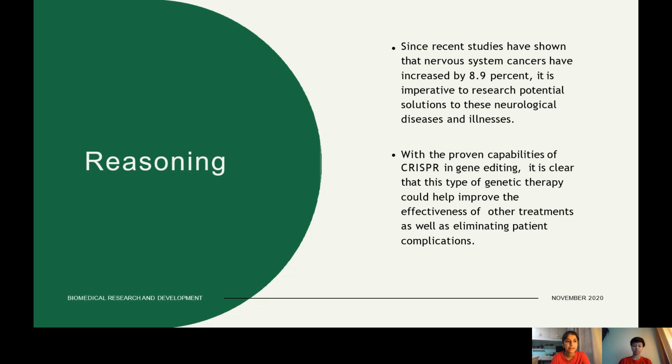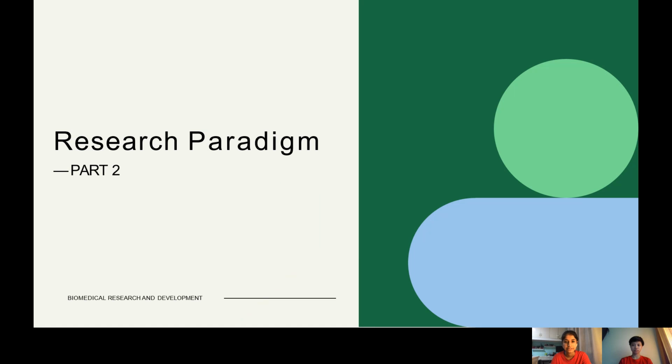Researching on effects of using CRISPR-Cas9 for gene editing in relation to neurology is significant because it opens opportunities to test whether different types of gene editing would indeed show benefits to curing neurological diseases, or if it would do more harm than good on the brain. With the proven capabilities of CRISPR in gene editing, it is clear that this type of genetic therapy could help improve the effectiveness of other treatments, as well as eliminating patient complications after certain procedures or clinical trials.